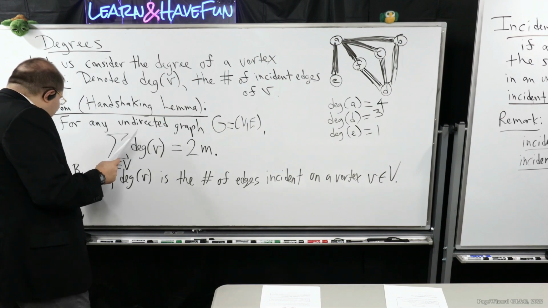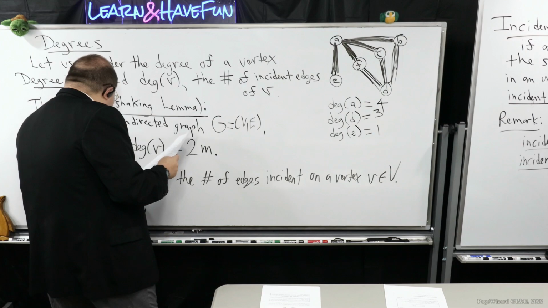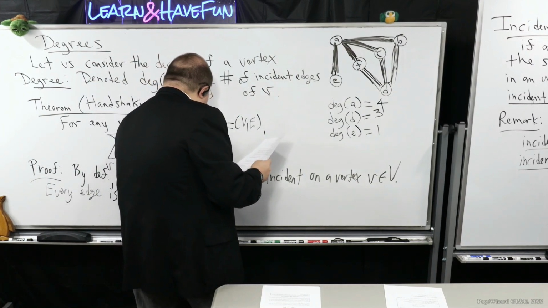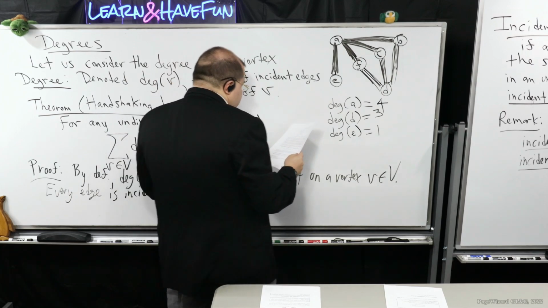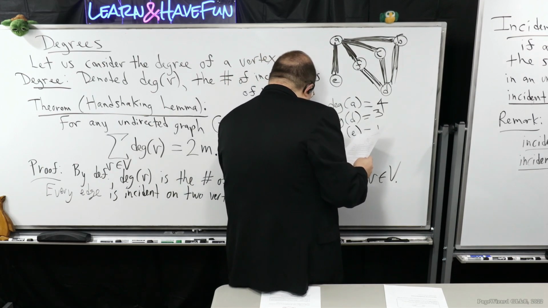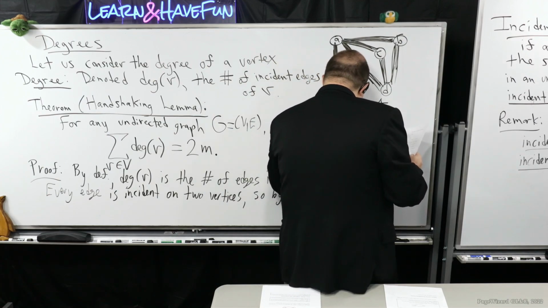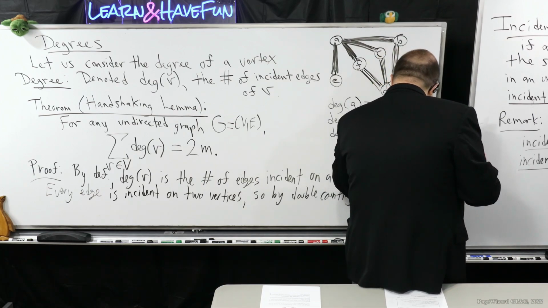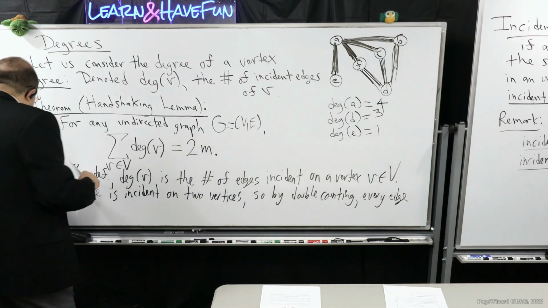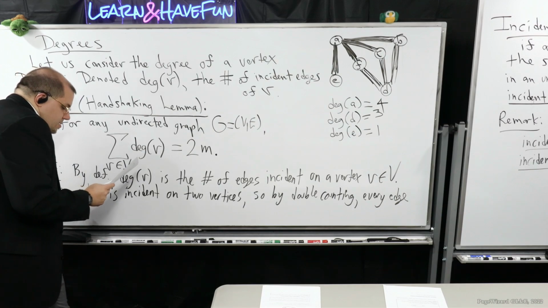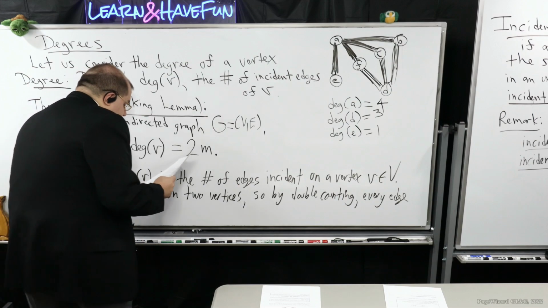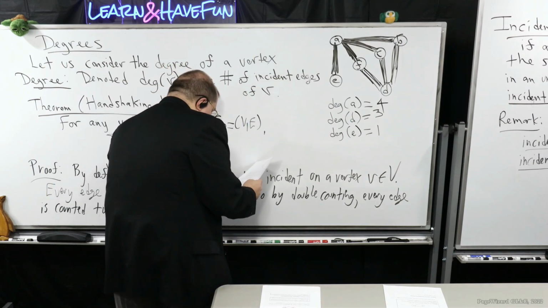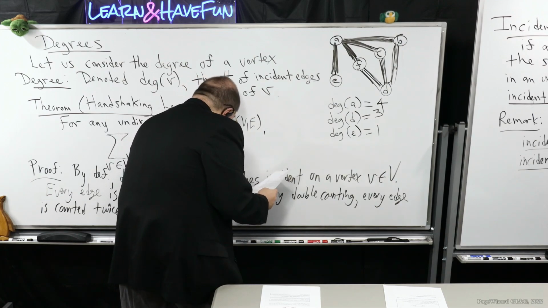So every edge is incident, right? Remember that's that incident concept, is incident on two vertices. Incident on two vertices. So by double counting, every edge is counted twice in the sum, the sum over each one of the vertices of their degrees. That's the end of the proof.